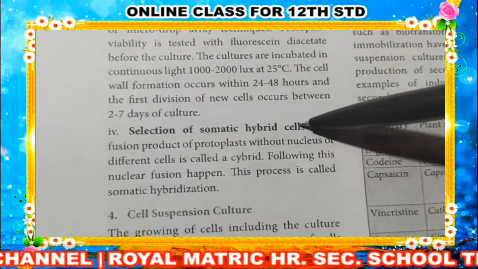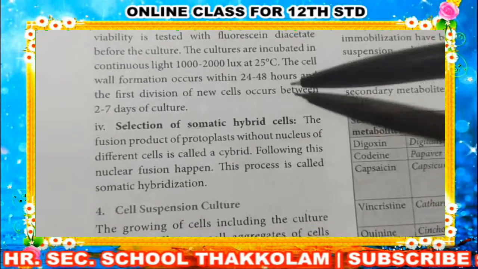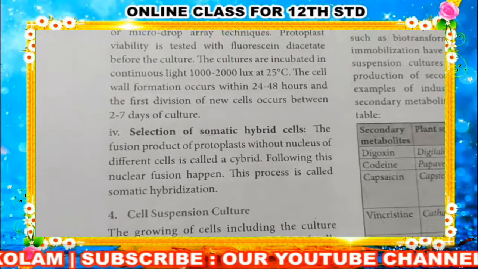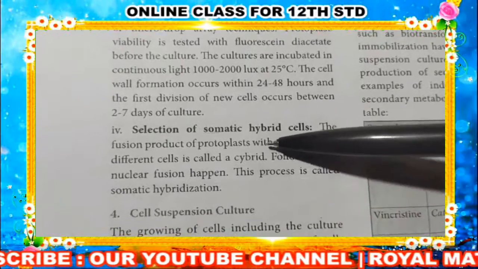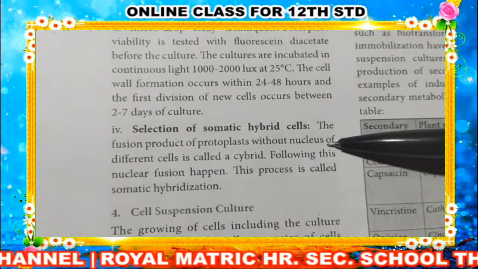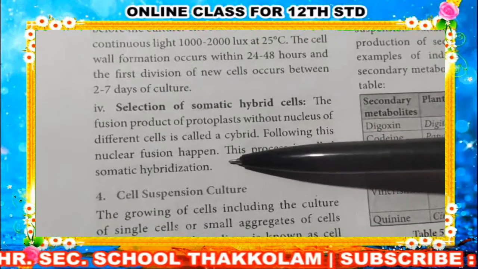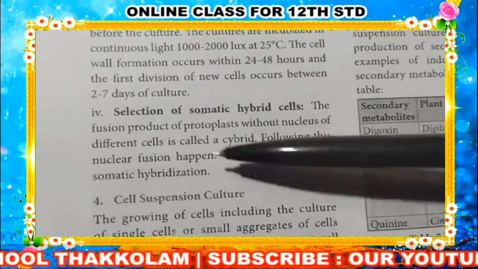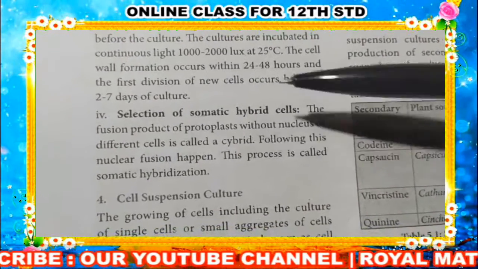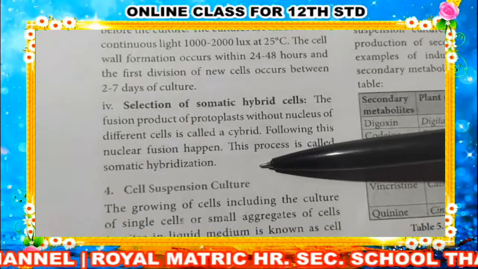The fusion products of the protoplasts are with nucleus or without nucleus. First, when they are formed, no nucleus is formed within the protoplast, and that is called a hybrid. The cells without the nucleus are called hybrid. After the hybrid is formed, nuclear fusion happens, and that is called somatic hybridization. So what is somatic hybridization? The fusion of the protoplast without the nucleus forms this hybrid, and after hybrid formation they form nuclear fusion, which is called somatic hybridization.